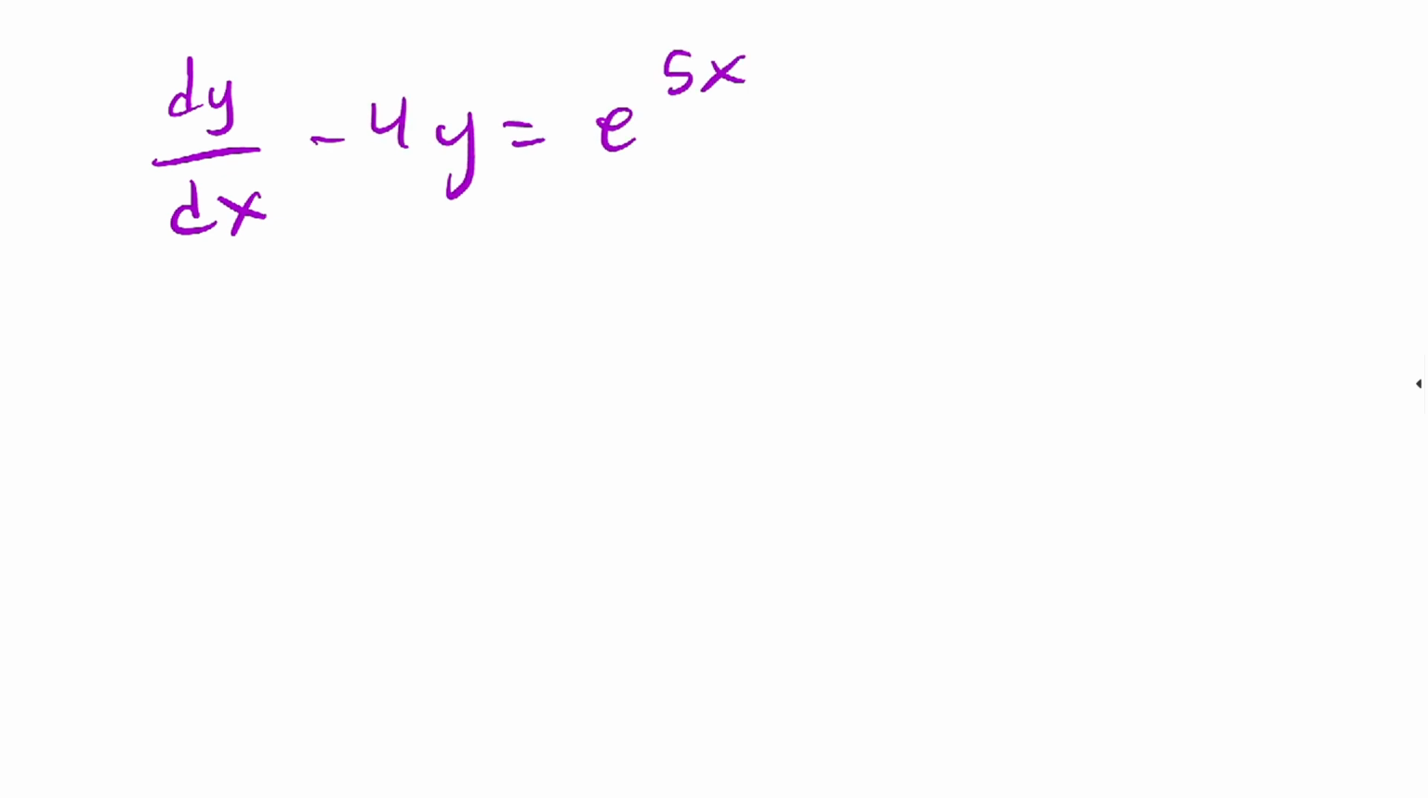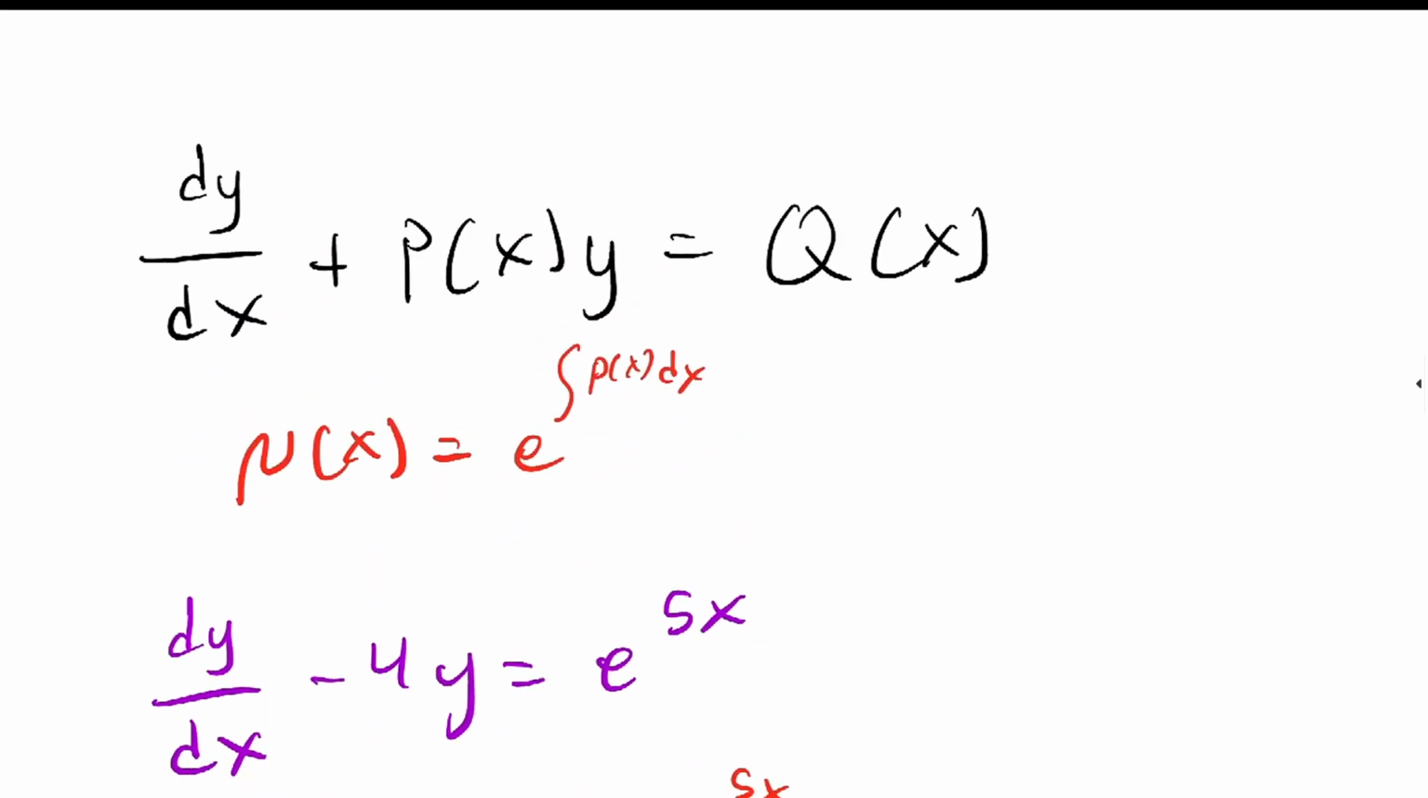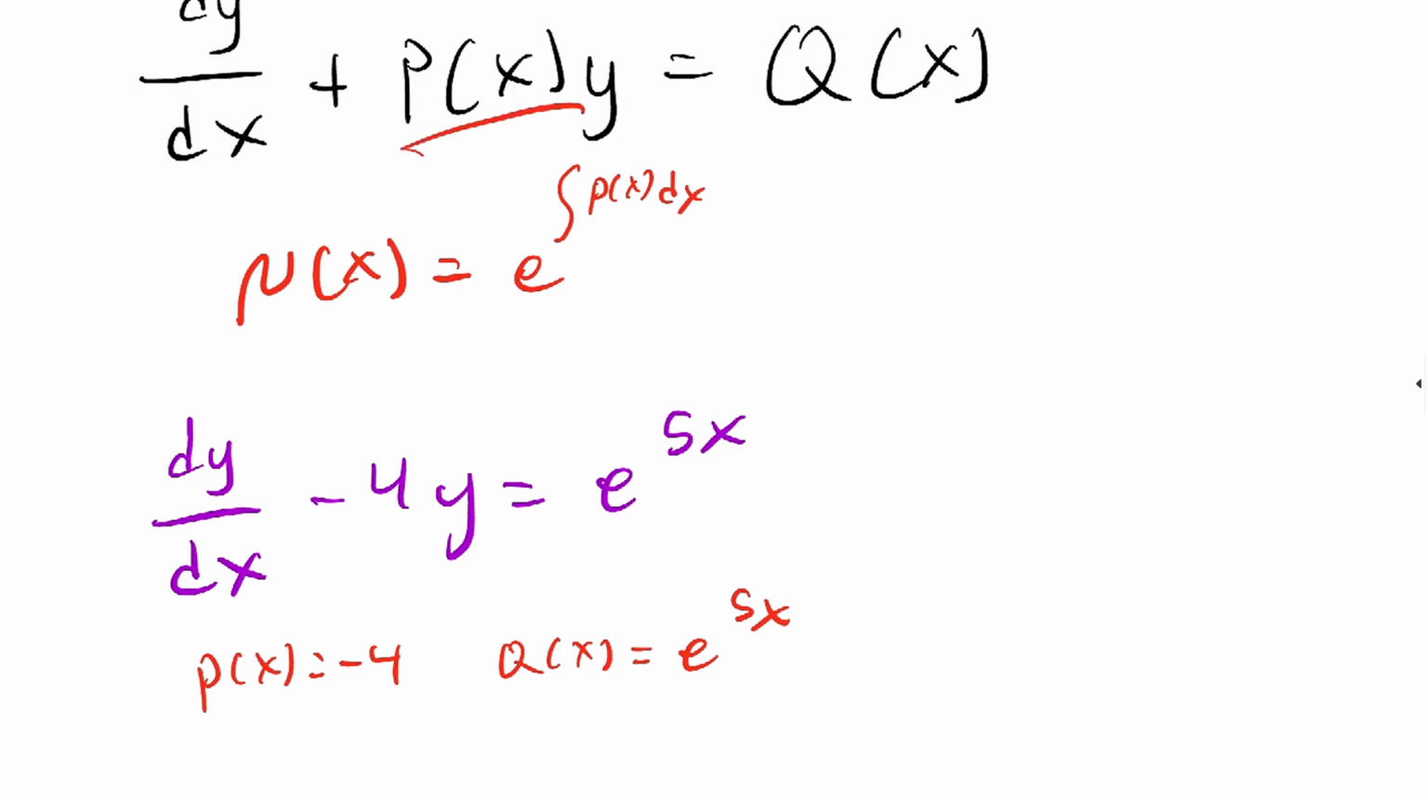So if we have dy/dx minus 4y is equal to e to the 5x. In this case, we're going to label our things. So we have p of x is negative 4. We know that q of x is e to the 5x. Okay, so similar to the stuff up here.